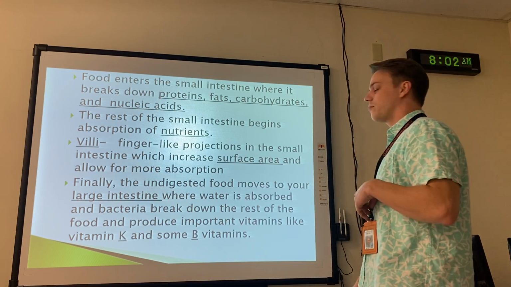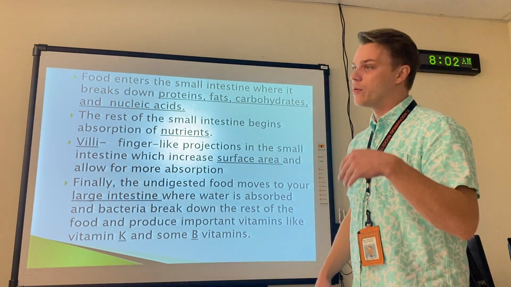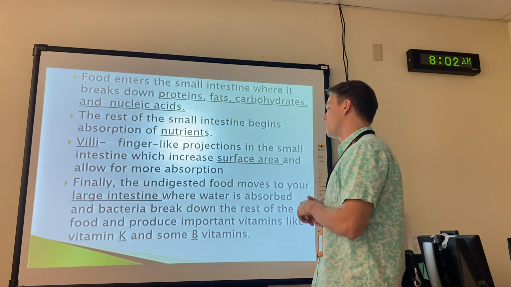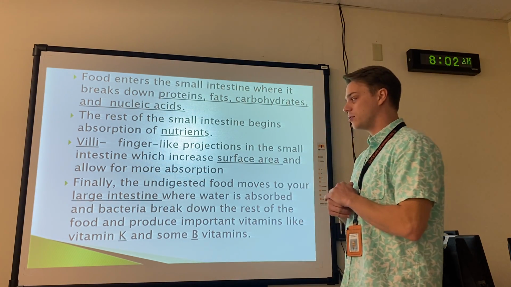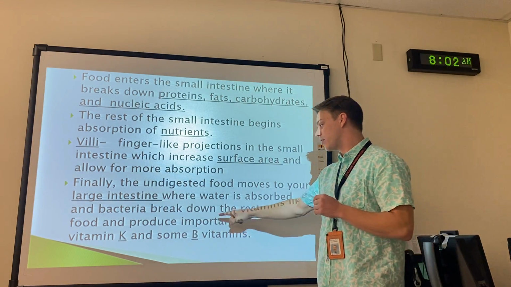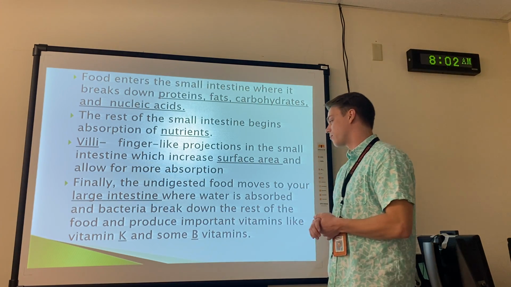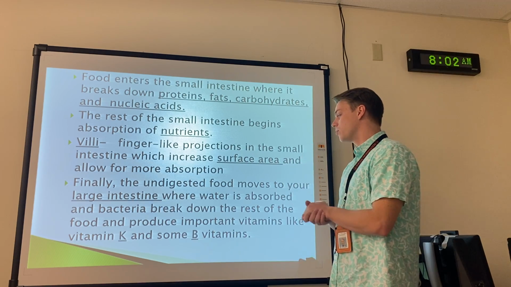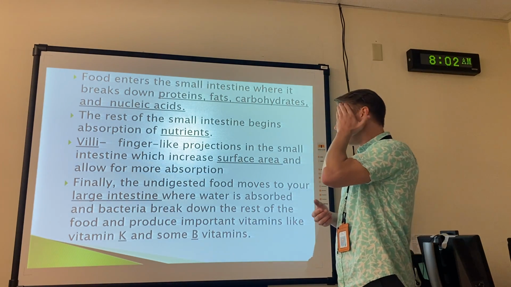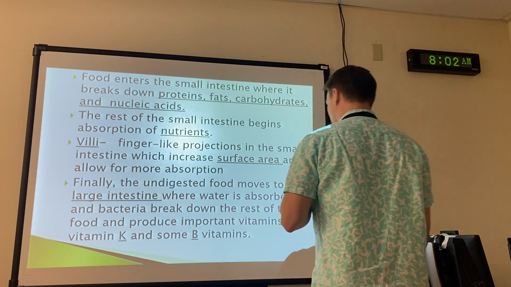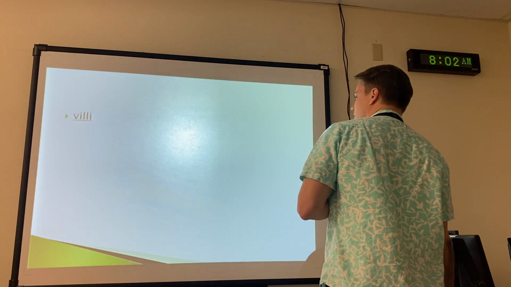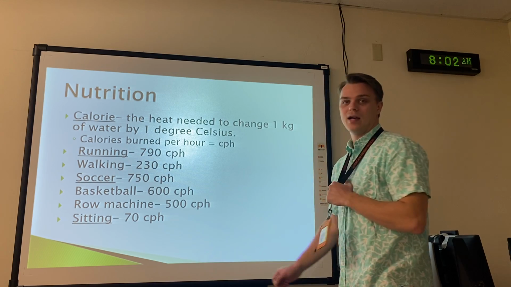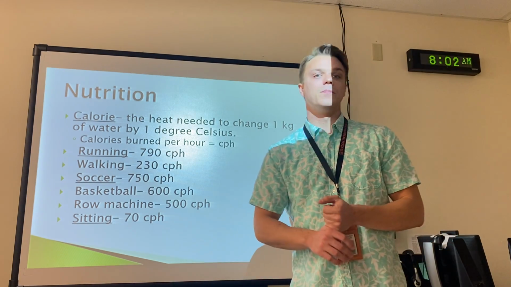Finally, the undigested food, like your fibers and whatever happened to not hit an enzyme that digests it, goes into your large intestine where a lot of water is absorbed. Bacteria is there to break down the final stages of your food, which is what makes your poop stink. It smells like bacteria. Most of your poop is bacteria, and they help to produce vitamin K and vitamin B. Vitamin K is pretty important. So that's the main idea behind the digestive system.